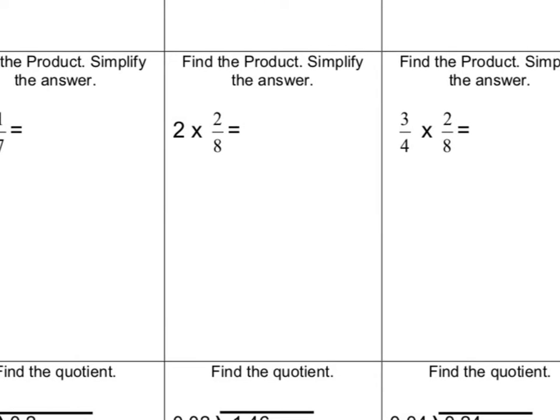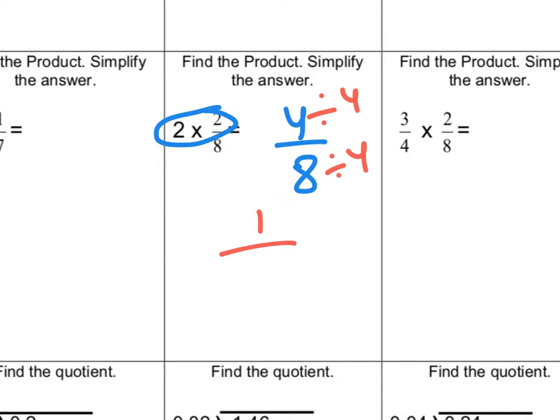For the third one, it says find the product, simplify the answer. We know that it will be 2 times 2, which makes 4, and the denominator would be 8. And 4/8 can be simplified by dividing the numerator and the denominator by 4 to give us 1/2.